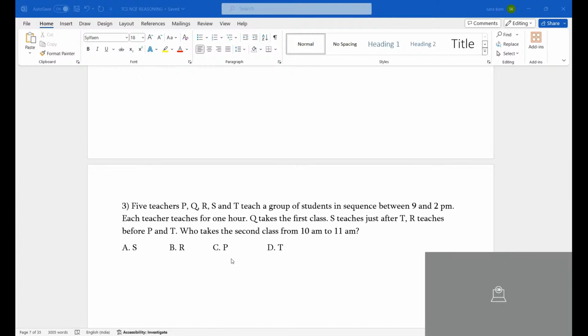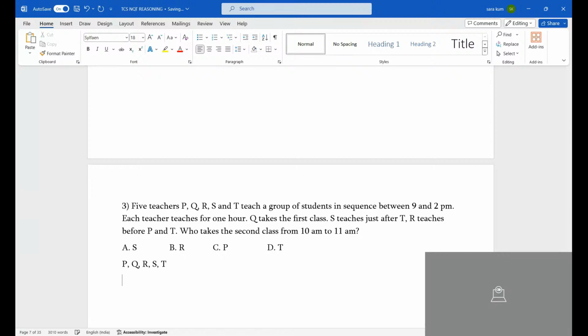The question here is, guys, five teachers, P, Q, R, S, and T, teach a group of students in sequence between 9 and 2 p.m. Each teacher teaches for 1 hour. Q takes the first class, S teaches just after T, R teaches before P and T. Who takes the second hour from 10 a.m. to 11 a.m.? Let me just explain this question first. What they're saying is we have five teachers. You can name them as P, Q, R, S, and T.